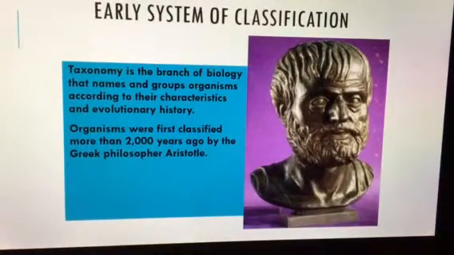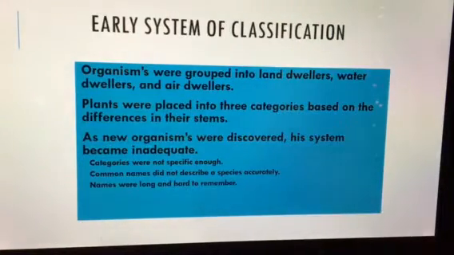Our early classification system is what we know as taxonomy. Taxonomy is a branch of biology which basically names and groups organisms according to characteristics, and not only the characteristics that they have now, but evolutionary characteristics. Our first classification system was started by Aristotle, and it was the first grouping of organisms together. Basically, organisms were grouped into land dwellers, things that lived on land, water dwellers, and air dwellers. Plants were placed into three categories based on the different stems that they had.